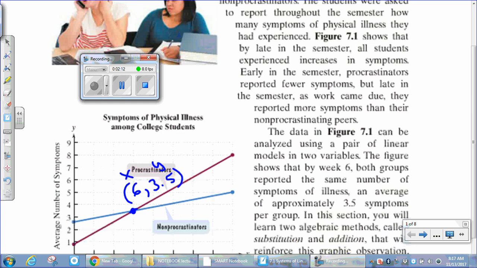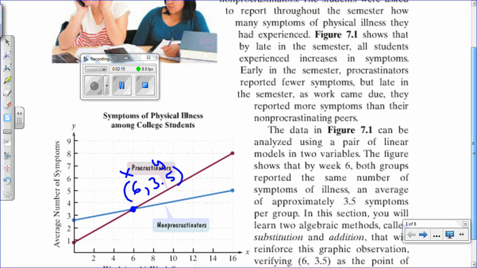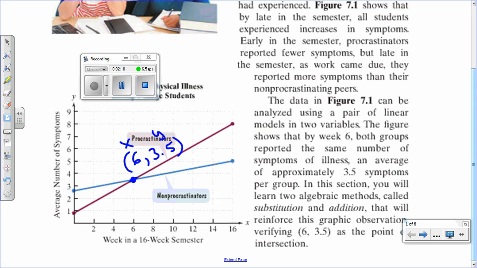The red procrastinators, correct. So if you guys notice, at the beginning of the semester at time 0 weeks, the procrastinators had fewer symptoms, right? This is the number of symptoms of stress. But late in the semester, as work came due, they reported more symptoms. So you could see that for the red graph, we started so low, but it ended much higher than the other, right? Why do you guys think procrastinators had more symptoms at the end of the semester?